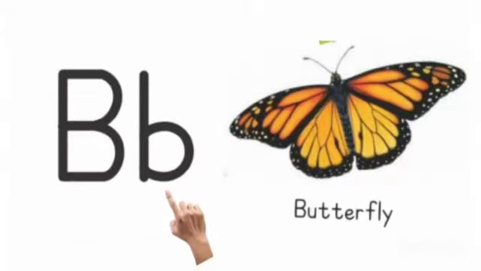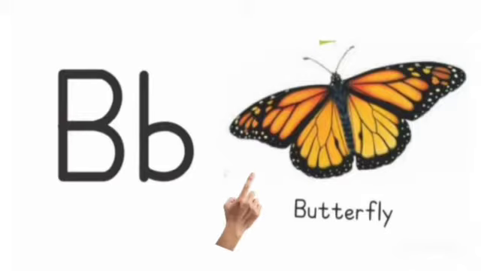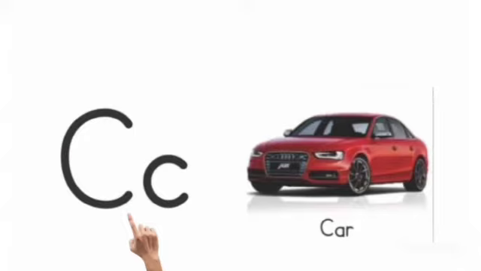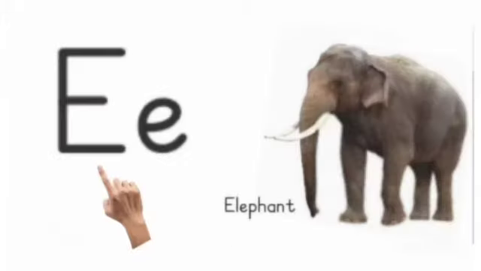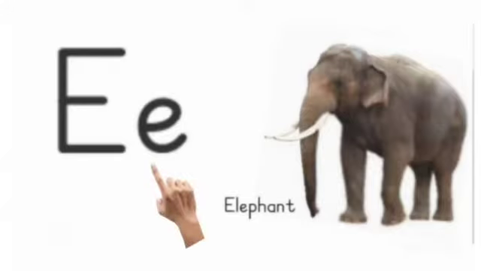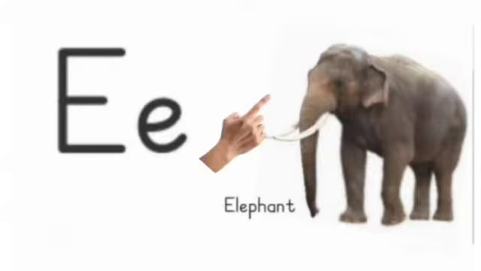Capital A, small a for ant. Capital B, small b for butterfly. Capital C, small c for car. Capital D, small d for dog. Capital E, small e for elephant.